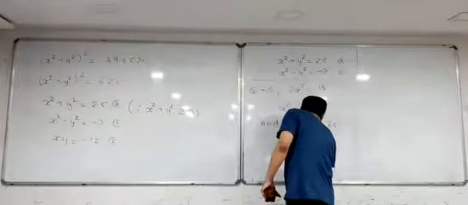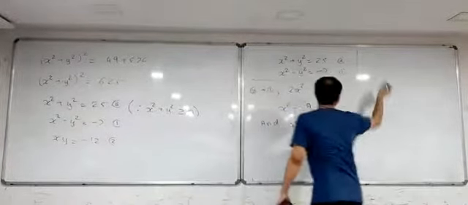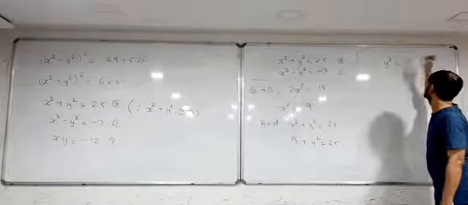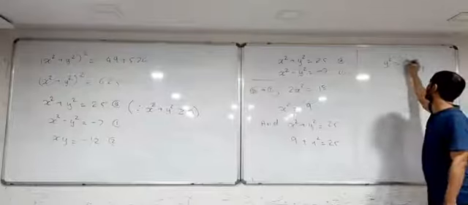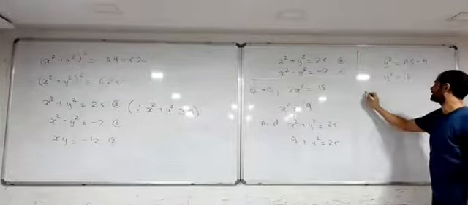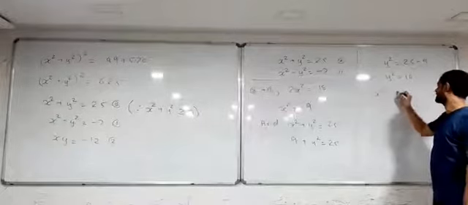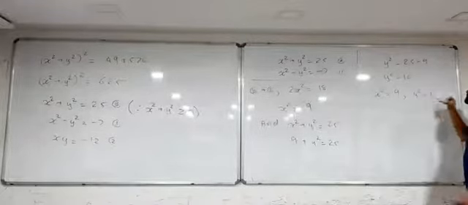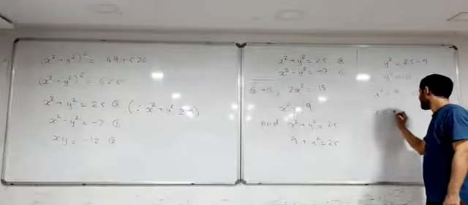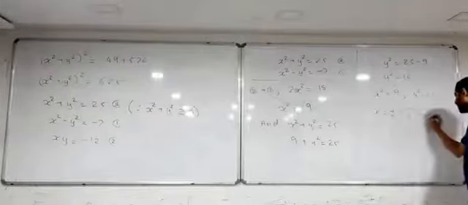Therefore 9 plus y square is 25. So what will y square be? 25 minus 9, which is 16. Therefore y square is 16. So we end up getting x square is 9, y square is 16. Okay, this is the method we follow. So what can x be? Plus or minus 3, and what can y be?